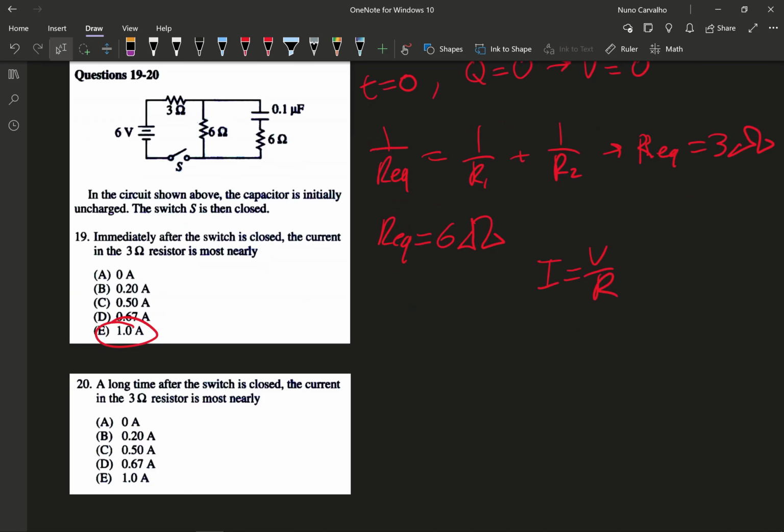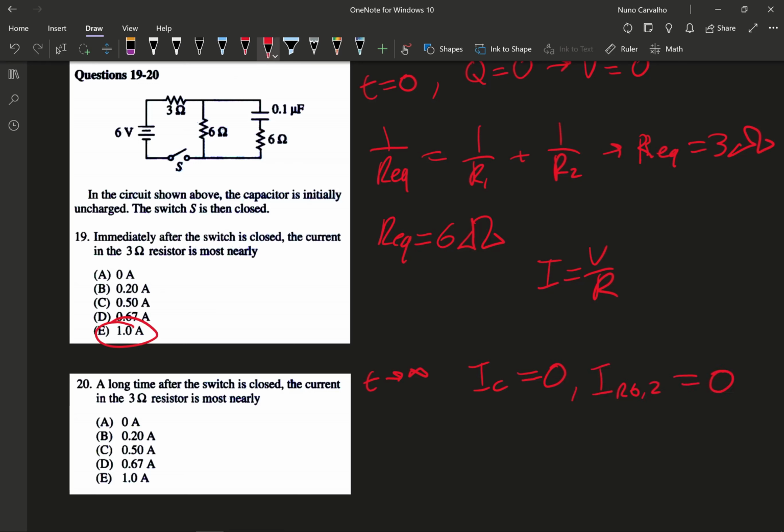E. Number 20, we're still working with the same circuit from before, but now it's a long time after the switch is closed, and we're asked what the current in the 3 ohm resistor is. So as t approaches infinity, the current through the capacitor is going to be 0. And since the capacitor and the 6 ohm resistor are in series, that means that the current through the second 6 ohm resistor is also going to be 0.